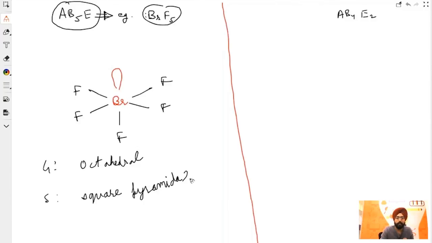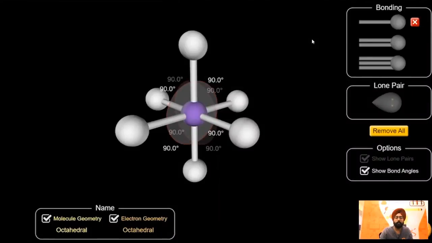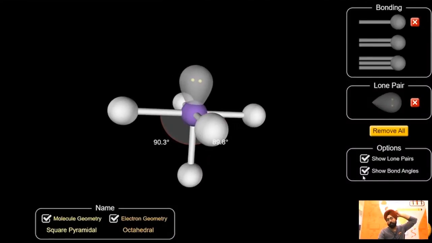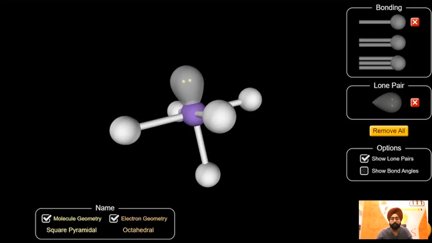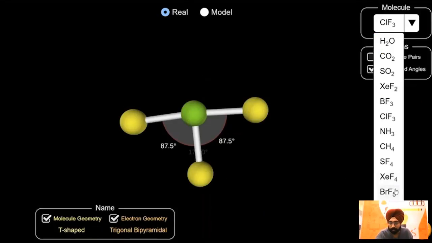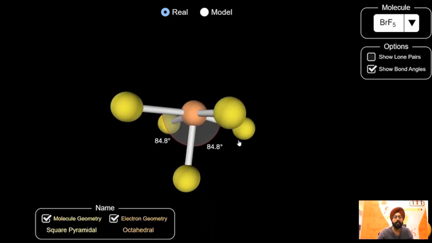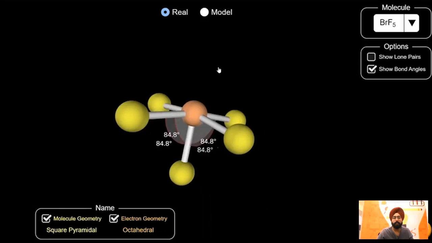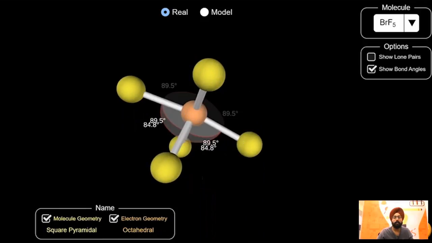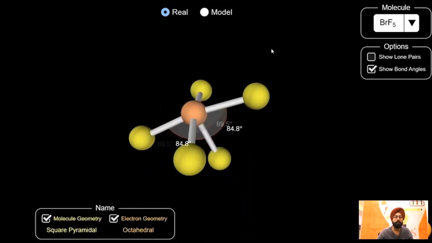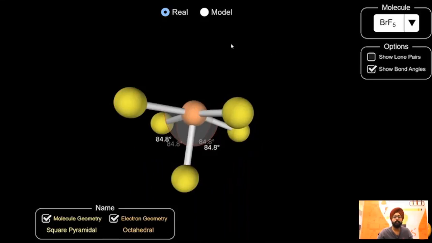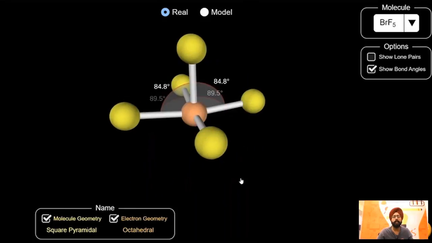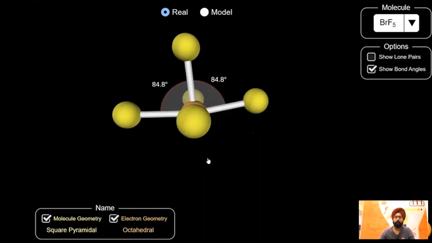Always think like this: there's a square and there's a protrusion on the bottom. So square pyramidal. If you want to see the visualization, I'm sure you can do it yourself now. There's a square and there's a pyramidal thingy on the bottom. Let's not show the bond angles over here. The bond angles can be seen in a real case, BrF5. A little less than 90 degrees, 84 degrees. So this is a square pyramidal. You can see there's a square on the base and this protrusion.